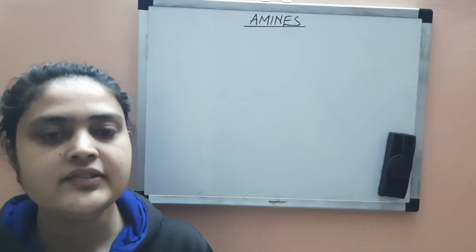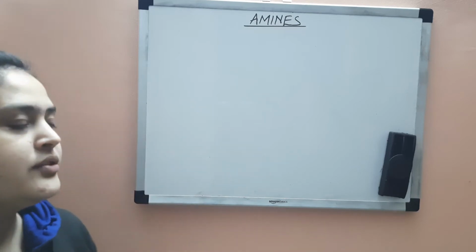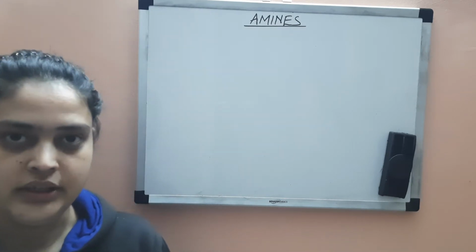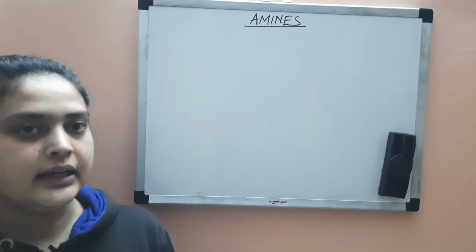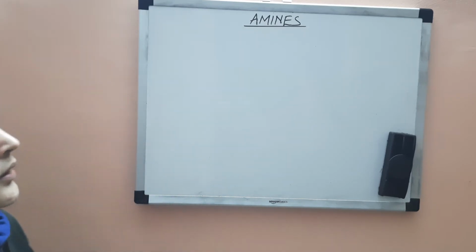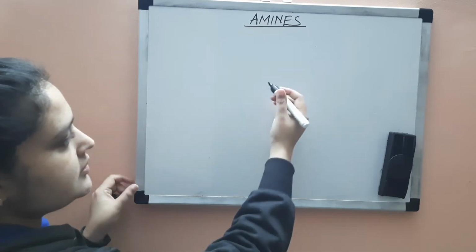Hello everyone, today we will start with the new chapter, amines. Amines are the derivatives of ammonia. When we replace the hydrogen atoms of ammonia with alkyl or aryl groups, we get amines. Its structure is pyramidal.